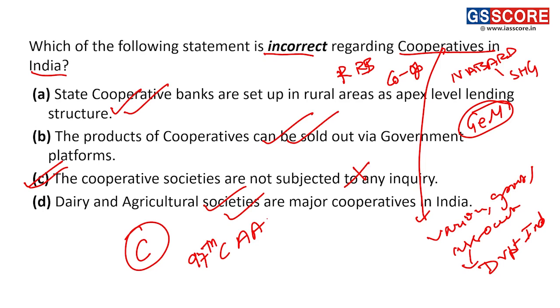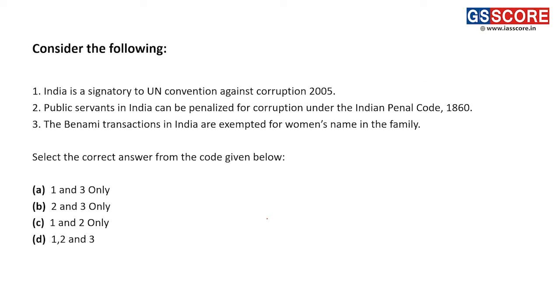Moving on to the next question. Consider the following. India is a signatory to the UN Convention Against Corruption 2005. Yes, India is. Public servants in India can be penalized for corruption under the Indian Penal Code. Well, that is correct because we have the Prevention of Corruption Act as well.